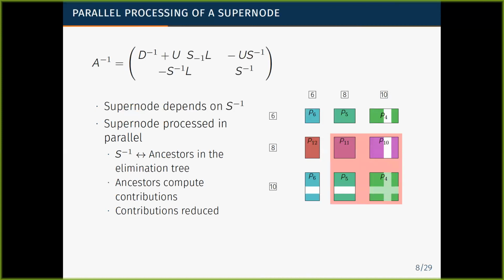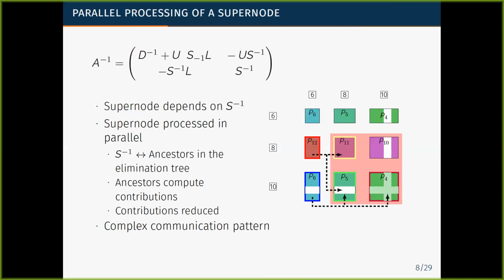And so the way we are parallelizing the work in selected inversion is that the processors owning the ancestors, so owning the blocks in this red square, will be responsible for computing the contributions from these ancestors to the current supernode we're processing. Then the next step is to reduce all of these contributions.